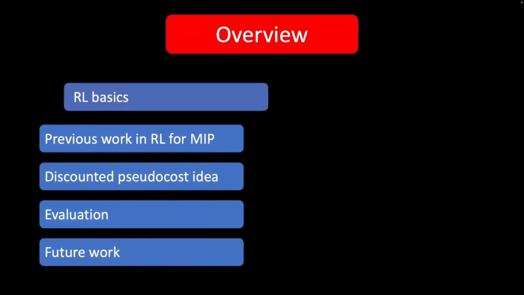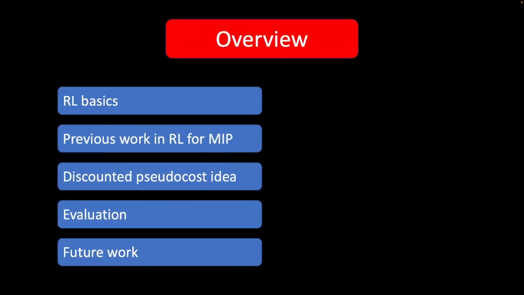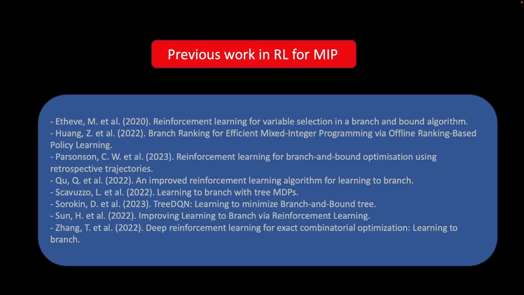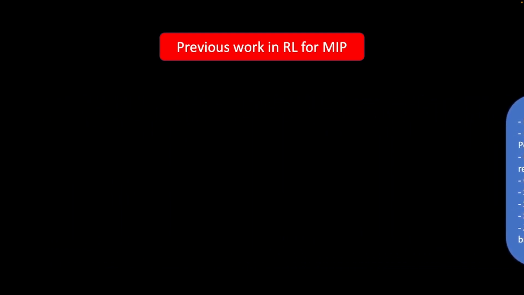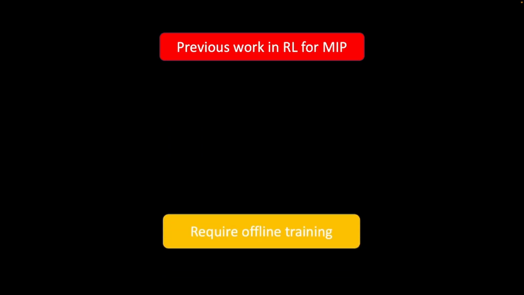Now let's talk about previous work in RL for MIP branching. Thanks to Paul for helping me find all these papers for the literature review and everything. These are all the works that are done for MIP branching and that use reinforcement learning. These are very nice works and they have very nice results. Let's talk a little bit about this work. I'm not going to go into detail on each and every one of them, but rather let's talk about some general things. First one is that all of this work requires offline training.